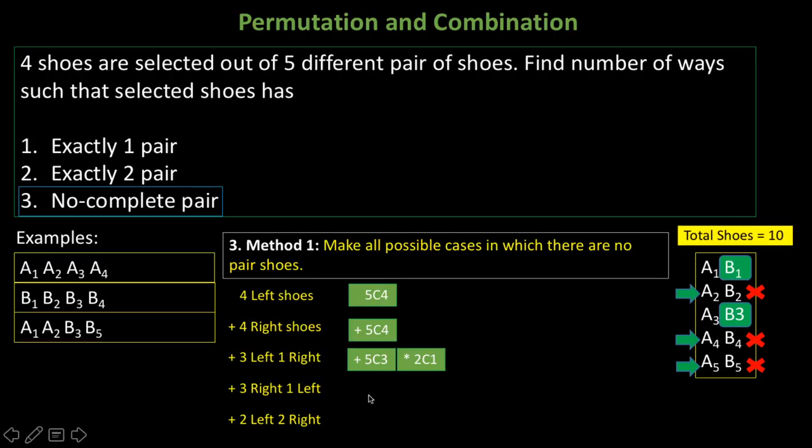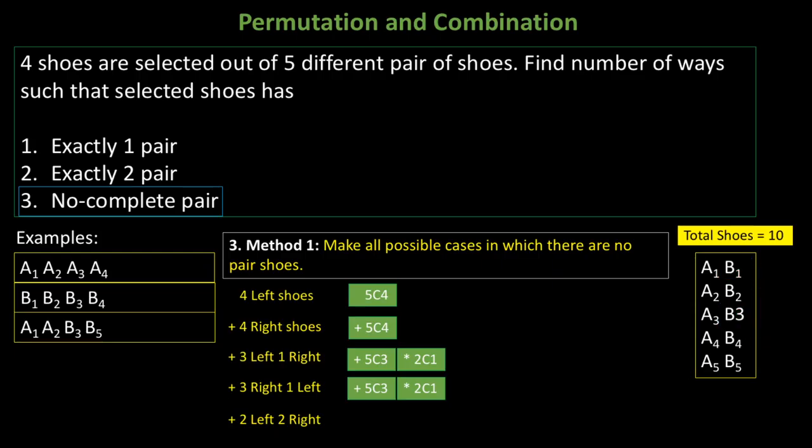So now, similarly, 3 right and 1 left by symmetry should give me the same result. And then 2 left and 2 right. Here again, if you look at 2 left, 2 left is out of 4. So let's say those are A1 and A3 that can be done in 5C2 ways. 2 out of the 5 left shoes can be done in 5C2 ways.